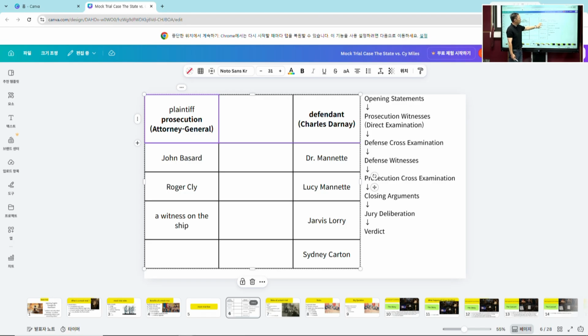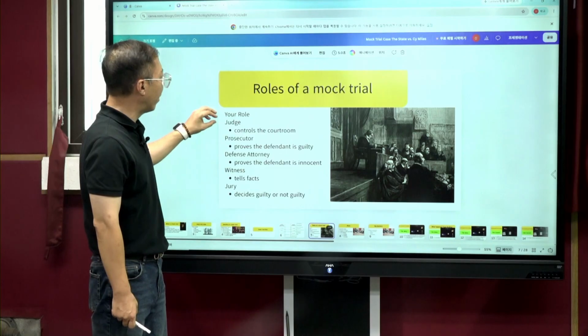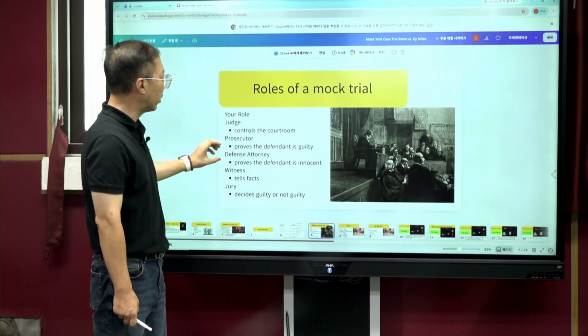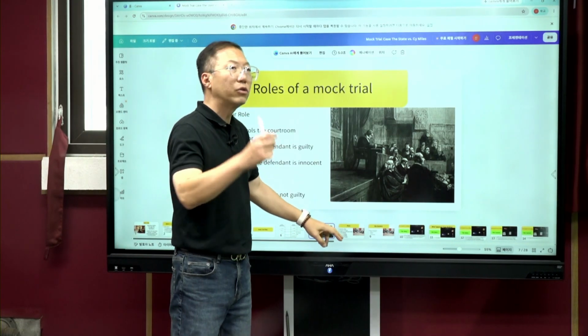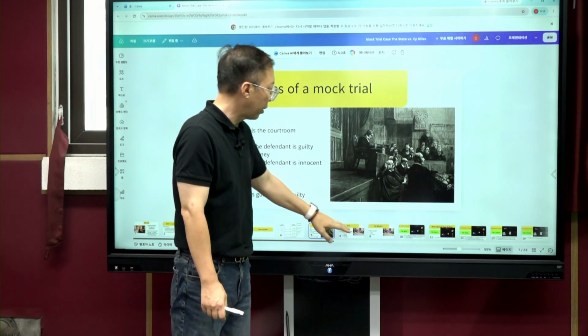After we finish all direct and cross-examinations of defense witnesses, the prosecution side will make a closing argument, and the defense lawyer will make a closing argument. Then the jury will have a discussion on whether they believe the defendant is guilty or not guilty. Then you will deliver your decision at the end. So here we have the judge, prosecutor, defense attorney, witness, and jury roles. Eventually, you will play each of these roles.